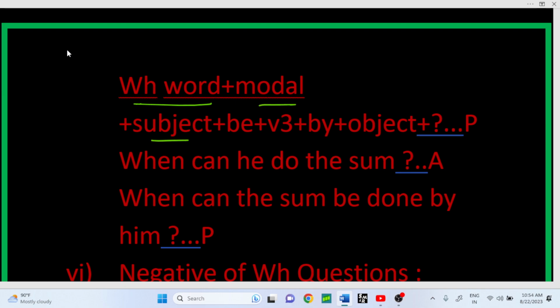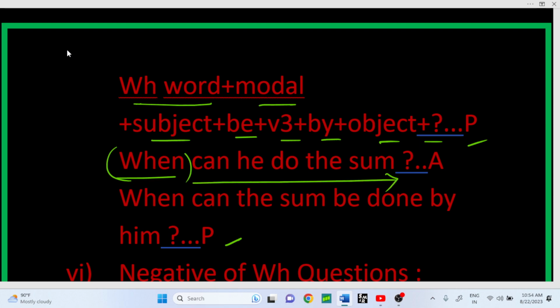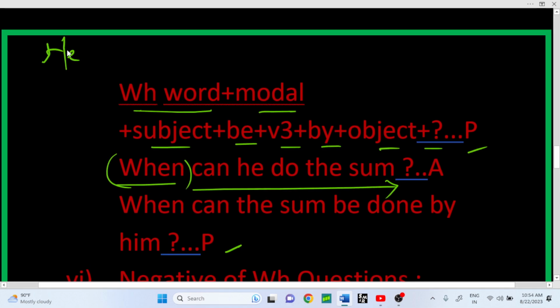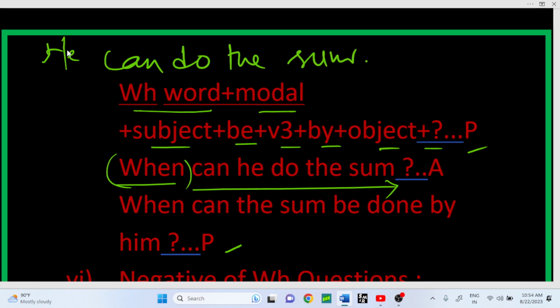Modal verb, subject, be, third form of the verb, by, object, and at the end of the sentence there will be a question mark. When can he do the sum? When can the sum be done by him? When it's a WH one, suppose you transform the sentence yourself. He can do the sum. Then the sum can be done by him.